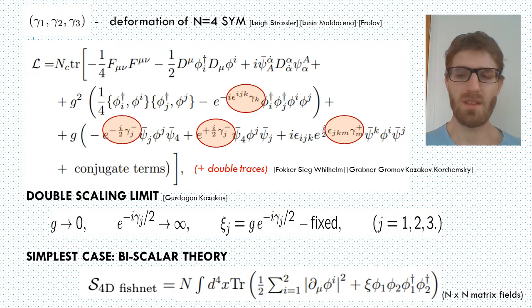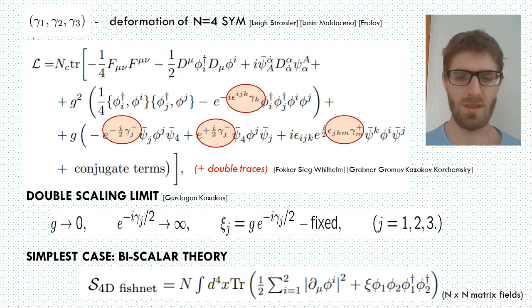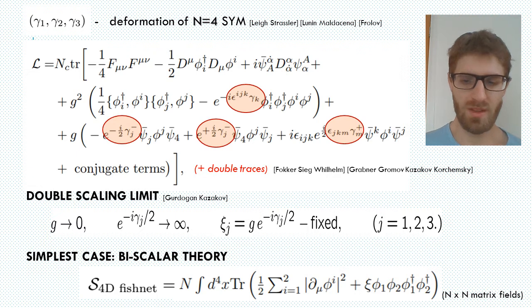The only terms that can survive are the ones multiplying the phase factors that scale to infinity. So apart from free gluons, we end up with a much simpler Lagrangian with only matter fields. The simplest case is the one where we scale to infinity only the phase gamma 3. This gives the Lagrangian of the biscalar Fishnet model, a theory of two complex scalar fields surviving out of the three complex scalars of N=4 super Yang-Mills.